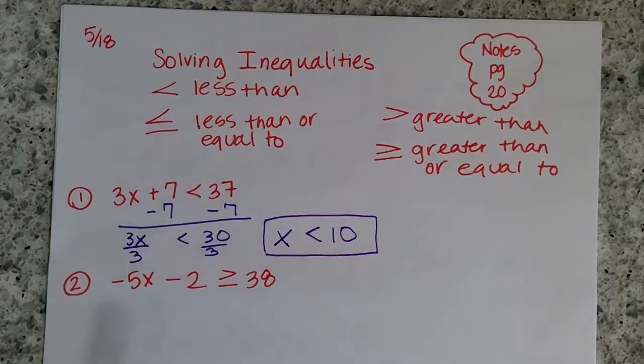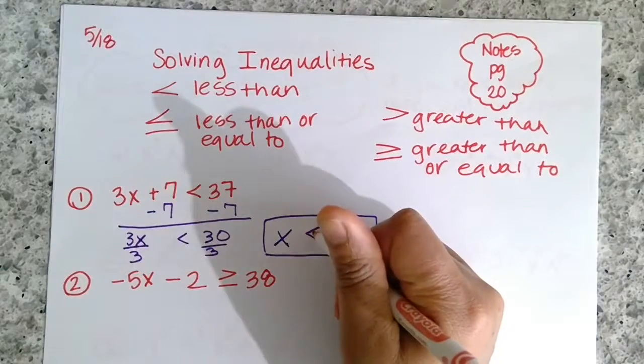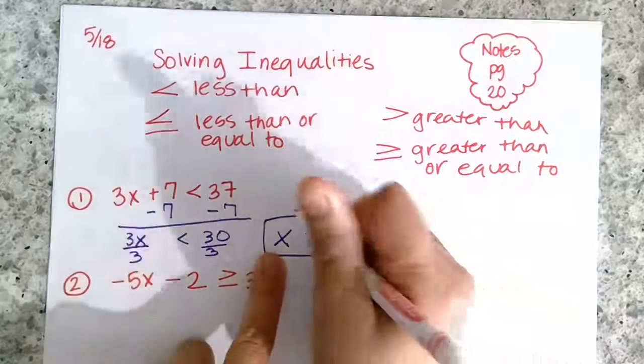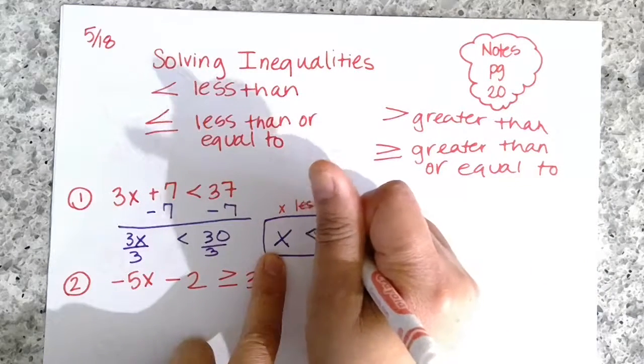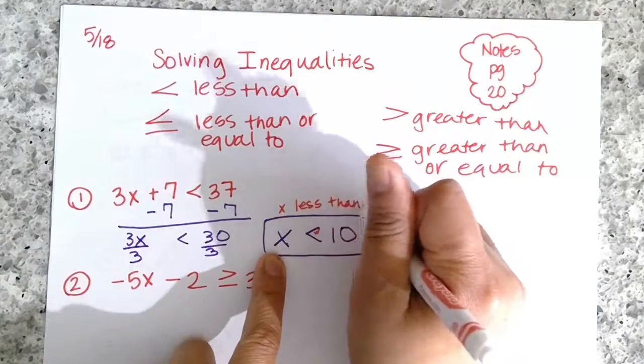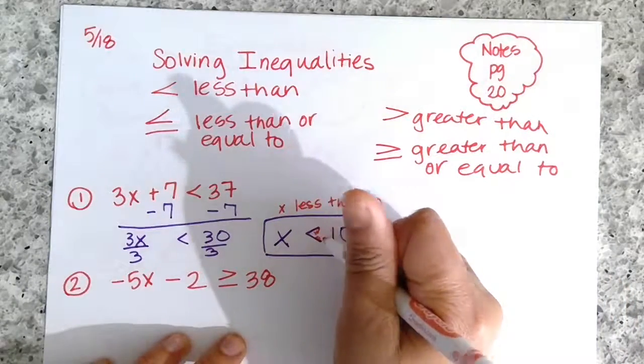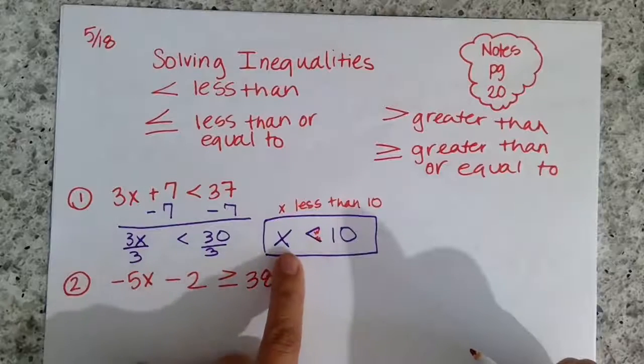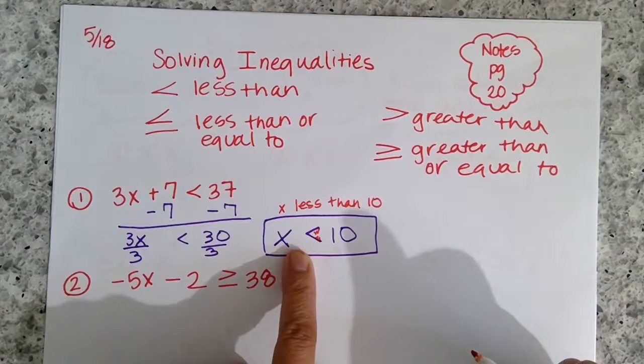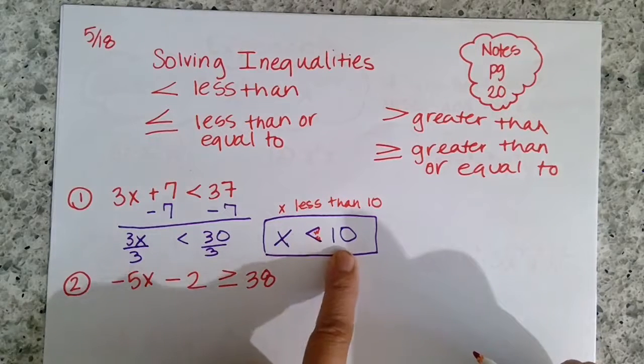Now, sometimes they want you to graph it. So we're going to go ahead and graph it as a reminder. So we have X less than 10. Well, that's how I say it. But if I think about it, I always put my alligator teeth. What is bigger, the 10 or the X? Okay, the 10 is bigger because it's eating the 10.